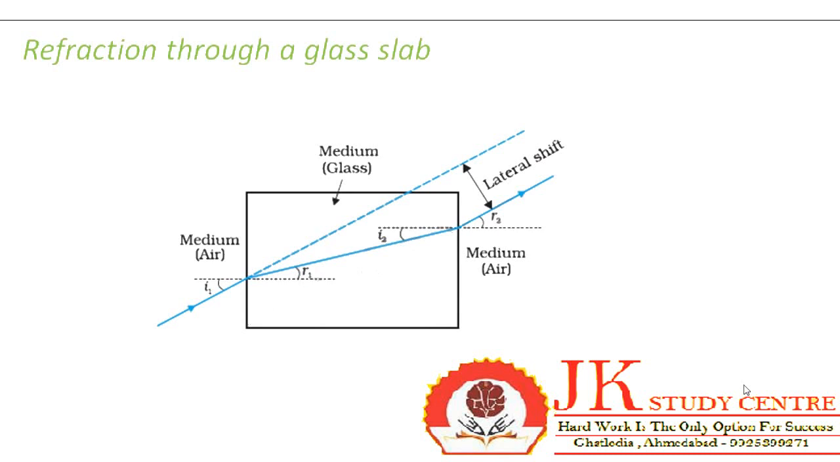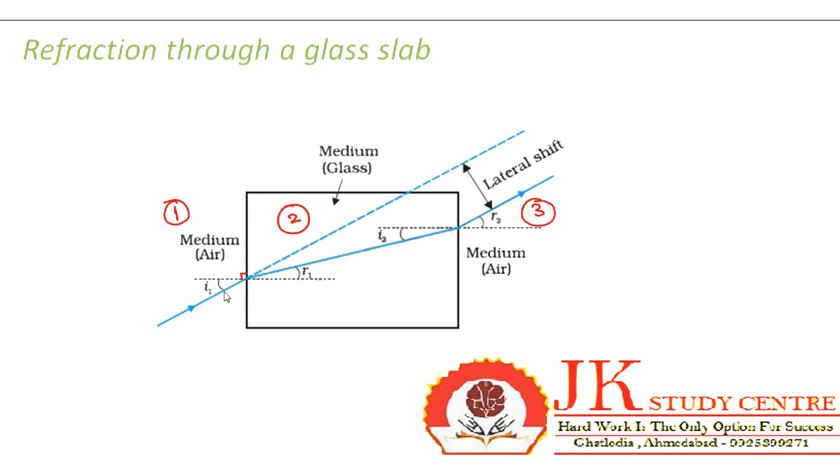Now what happens in this case? Let me name this medium as medium 1, this is medium 2, and then again this is medium 3. These are the three different mediums through which the ray of light passes. What happens when this incident ray strikes the surface between medium 1 and 2? What is the normal to the surface? This is my normal to the surface, right?